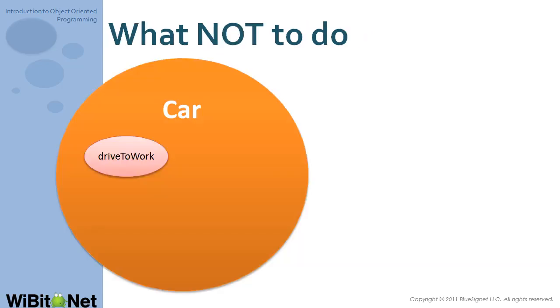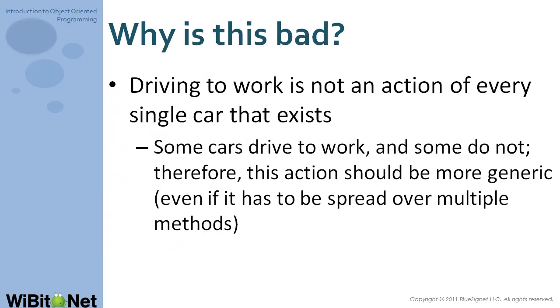Brian, what do we not do? There's a lot of examples out there where you're going to see somebody define a method like, there's a car object and that object has something like drive to work. That's such an absurdly specific method name. Why would you do that? That's just bad. Wrong. That's not abstract, it's not going to be reusable for a lot of other things. What if you want to drive to a grocery store? Now you've got to write a whole other method. So driving to work is not an action of every single car that exists.